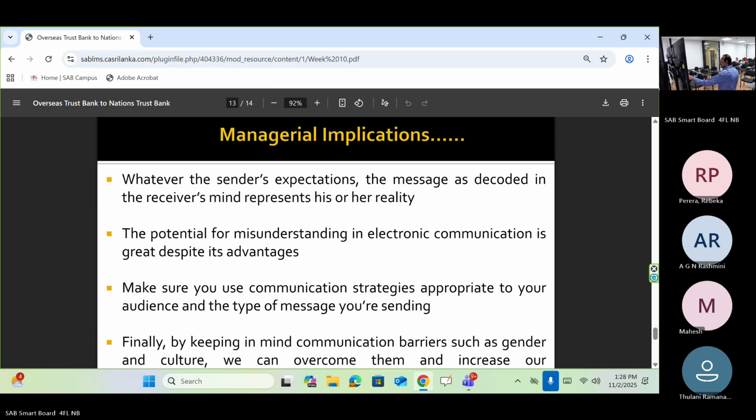Right. Next point says that the potential for misunderstanding in electronic communication is the great drawback. Main drawback, despite their advantages. Misunderstanding, misusing, and interruptions, power cuts. Those are disadvantages.